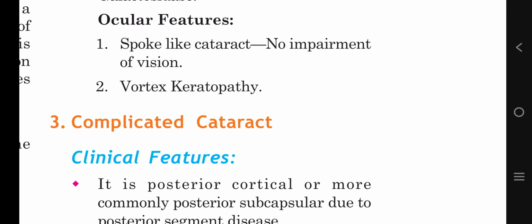Next, third will be complicated cataract. It comes under the types of cataract we are discussing, like the acquired one. So we will look at it in the next video.